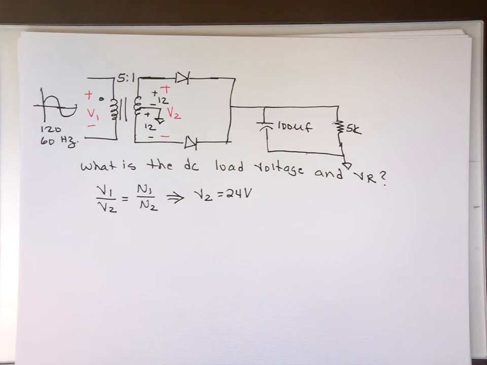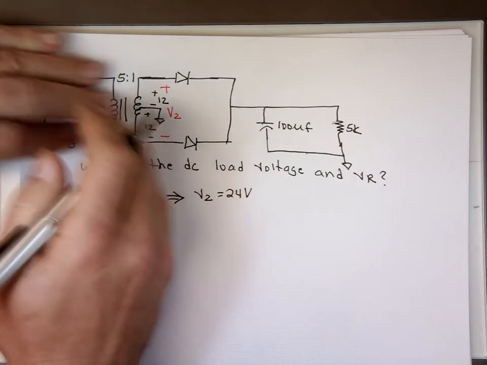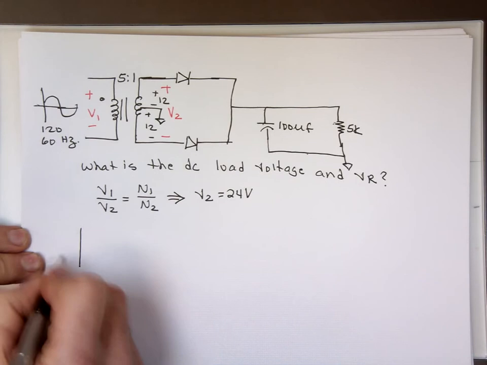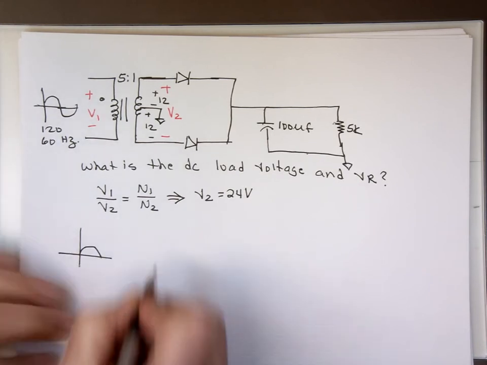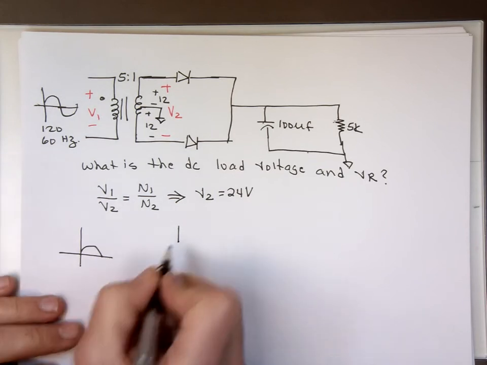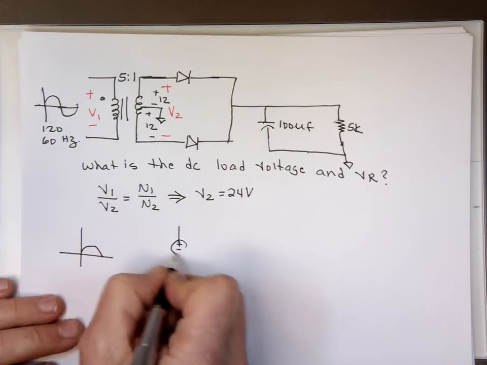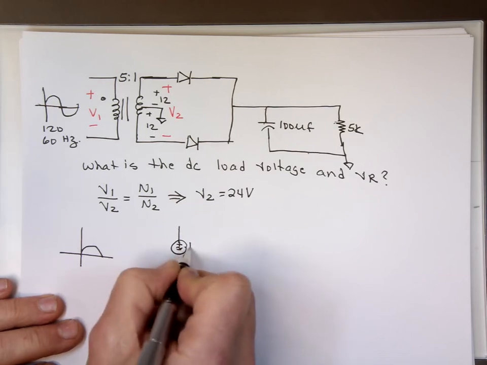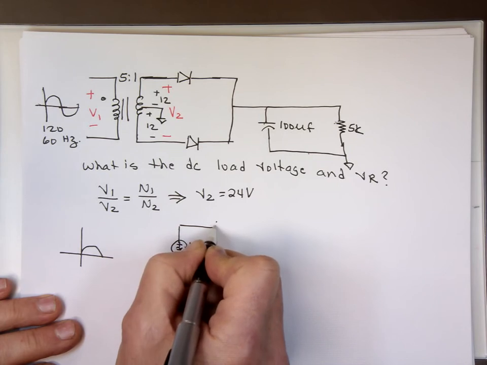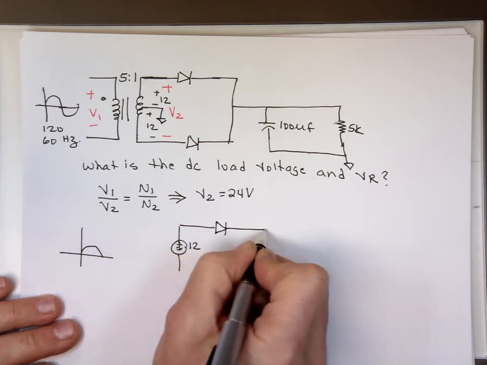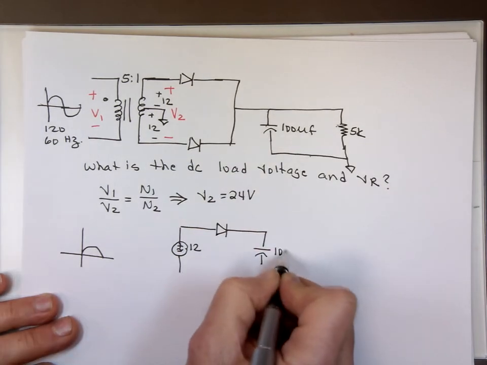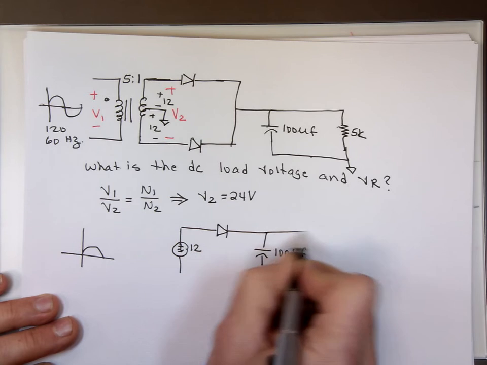So if you look at your circuit without this one, for the positive cycle, this is what you're going to see. You're going to see a source here basically equal to 12 volts, a diode, which is going to be forward biased, a capacitor of 100 microfarad, and the resistor of 5K.